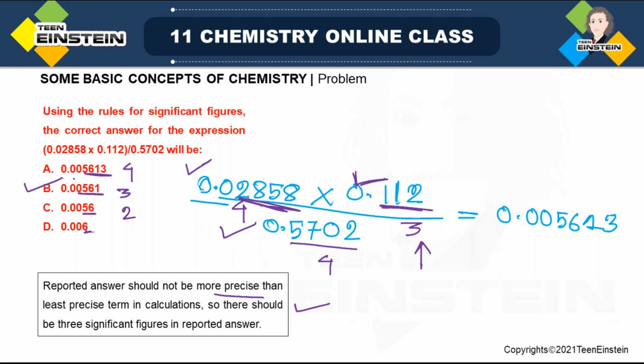If you choose option A, it is more precise than the least precise term in the calculation. If it is C, then you are taking a lesser value. Actually you should take 3, though it is mentioned it should not be more precise. That means you have to take the next value. So don't take 2 or 1, you have to take 3. So the correct option is option B.